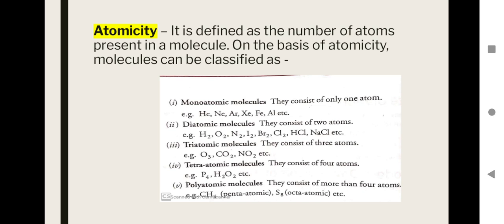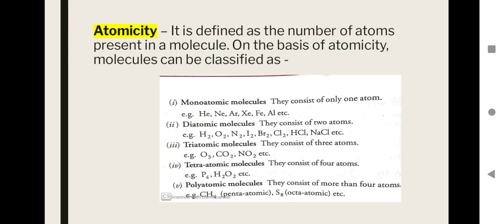Triatomic molecules consist of three atoms. Examples are ozone, O3, which contains three atoms of oxygen, and carbon dioxide, which is represented as CO2. It contains one atom of carbon and two atoms of oxygen, so a total of three atoms. Fourth one is tetraatomic molecules. They consist of four atoms. The example is phosphorus, P4. It contains four phosphorus atoms.